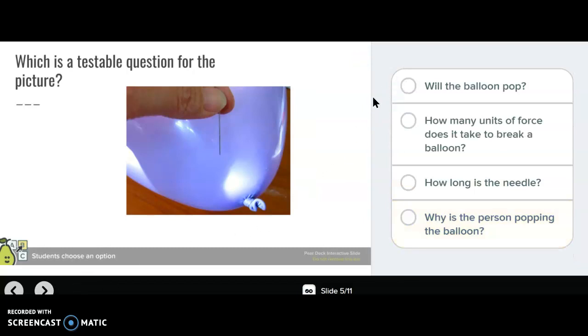Okay? Testable question for the balloon. Again, you need something to measure. How many units of force does it take to break a balloon? Okay? That is your testable question.